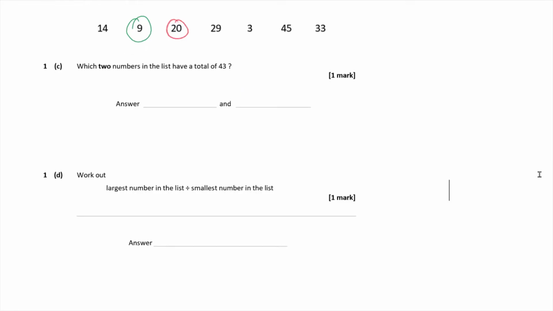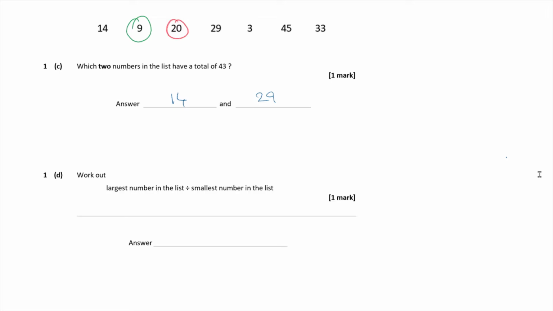Part C says which two numbers in the list have a total of 43. So which can I make 43 out of? Obviously not 45. 33 would need 10, which I don't have. 3 would need 40, which I don't have. 20 would need 23, which I don't have. 29 would need 14, which I do have. So it's going to be 14 and 29 then, isn't it? 14 and 29, that makes 43.